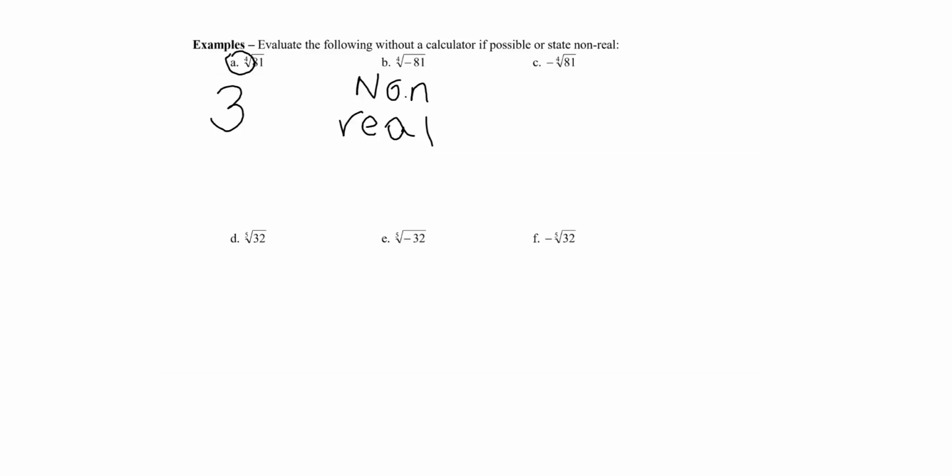C, they don't have the negative under the radical. It is outside the radical, so they're really asking for the opposite of the fourth root of 81. We know that the fourth root of 81 is 3, and then when they ask for the opposite of that, the negative makes it a negative 3.